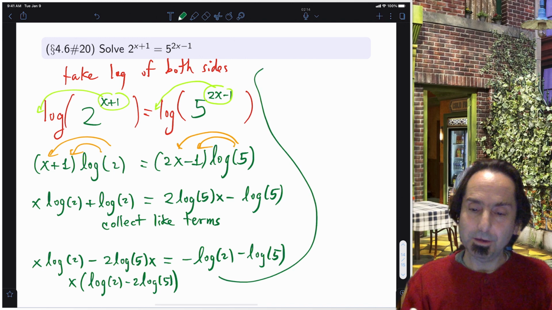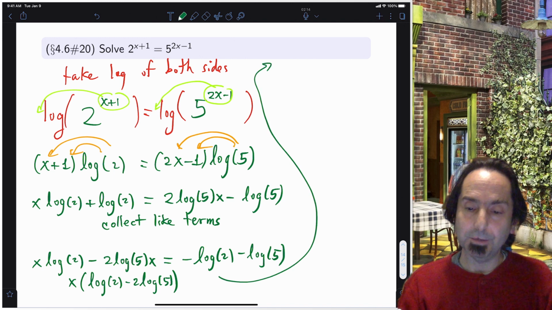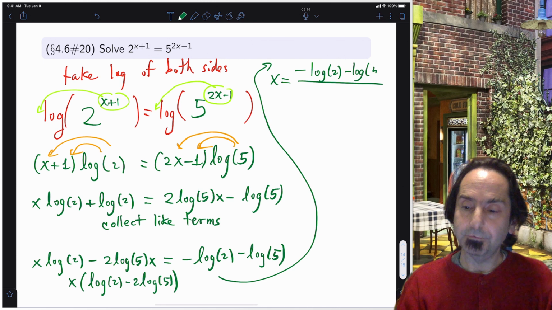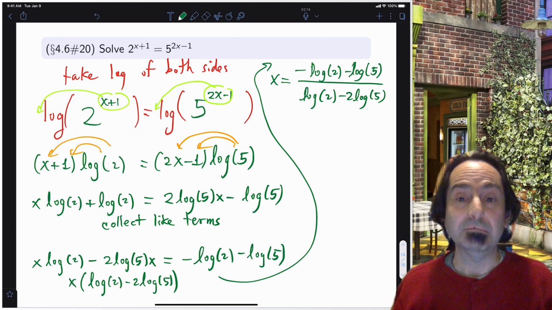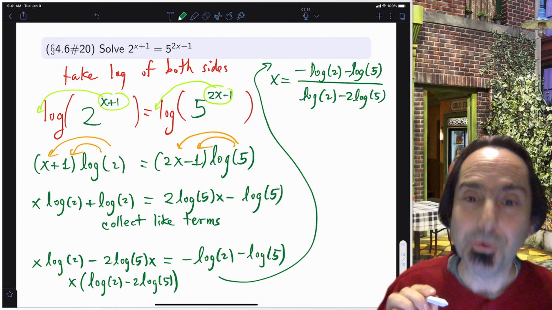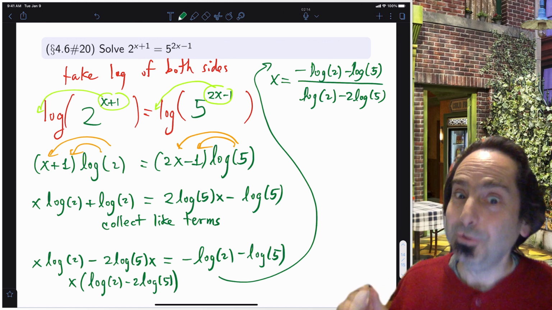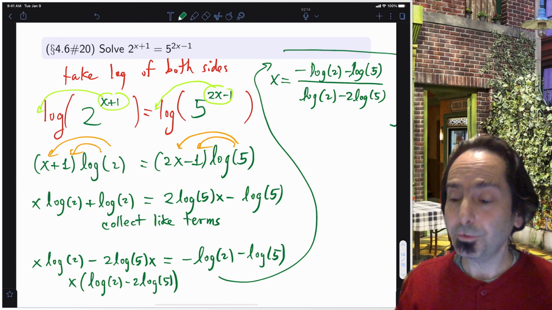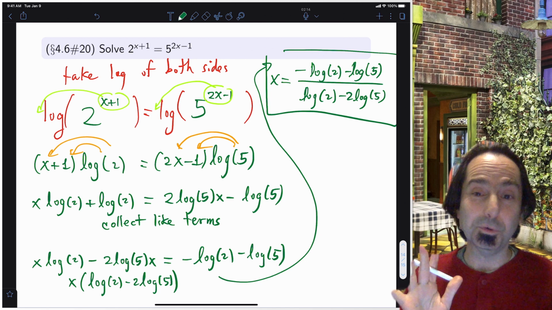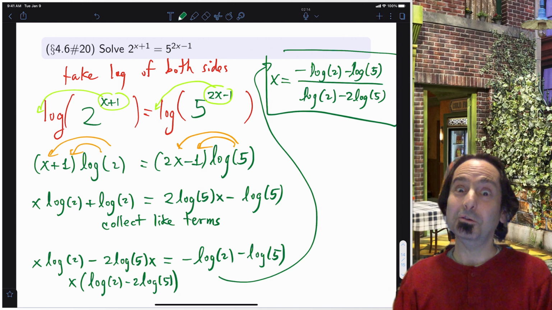And I can take this up here and find that finally, by dividing, x is, in the numerator, negative log of 2 minus log of 5 all over log of 2 minus 2 log of 5. And this is something that you could do in your calculator if you wanted to, if you were asked to do that, if you had time. But otherwise, let's just put a box around it and say that we're done. On to the next problem.